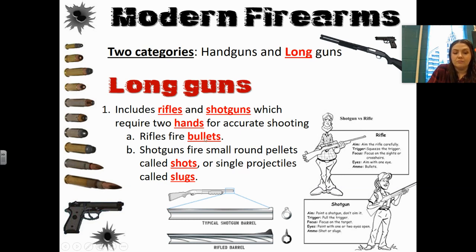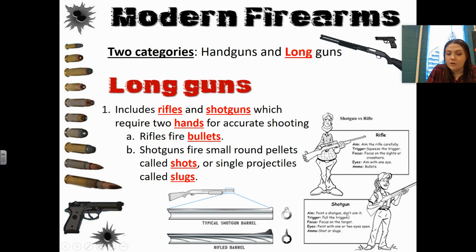Rifles fire bullets, okay? Shotguns fire small round pellets called shot, or single projectiles called slugs. So if I'm finding a bullet casing or the slugs left over, I can kind of know what kind of gun was being shot from it. Here's your rifle, here's a shotgun, just seeing the difference between them.